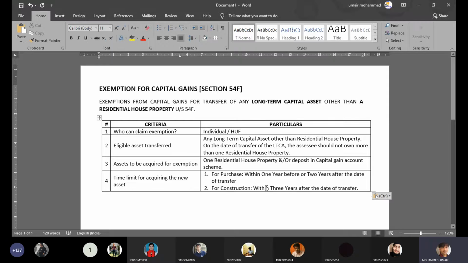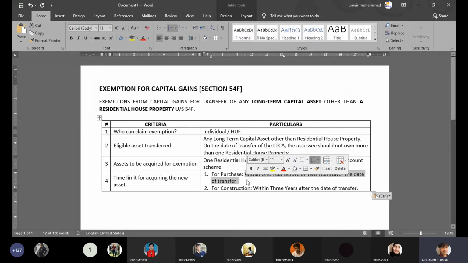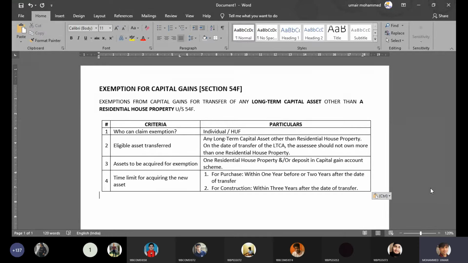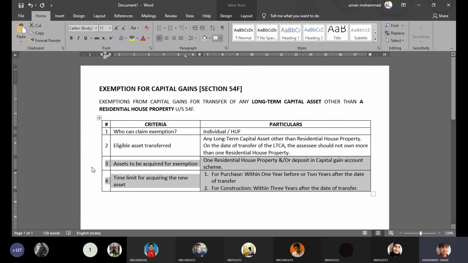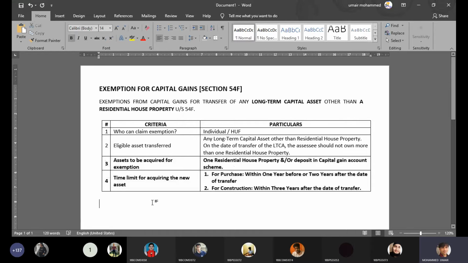In order to buy a new house, in case you want to buy, you can buy 1 year before or 2 years after the date of transfer. And in case you want to construct, you're given 3 years time to construct the new house from the date of transfer. So this is somewhat similar to section 54, which was already discussed by us in the very beginning.